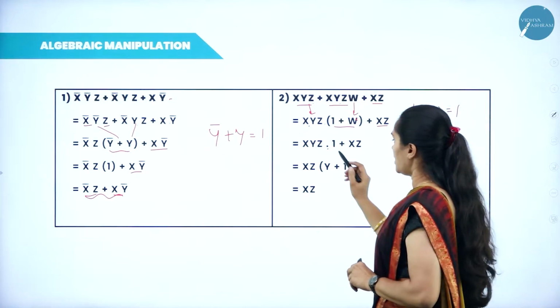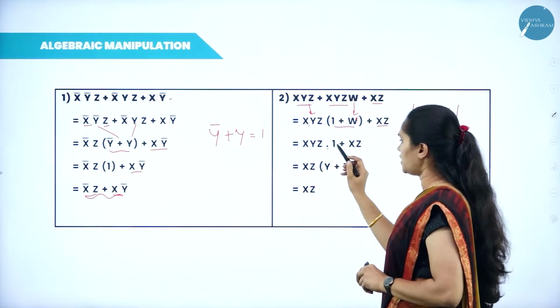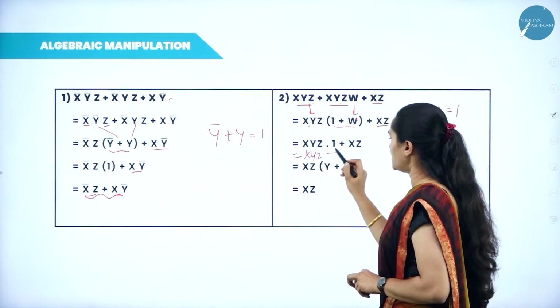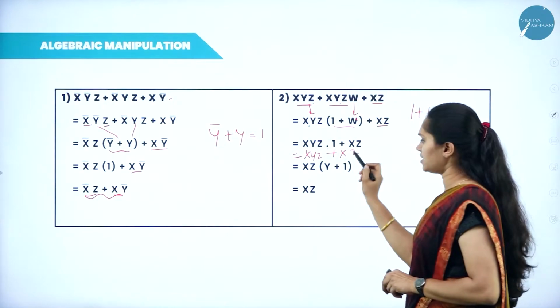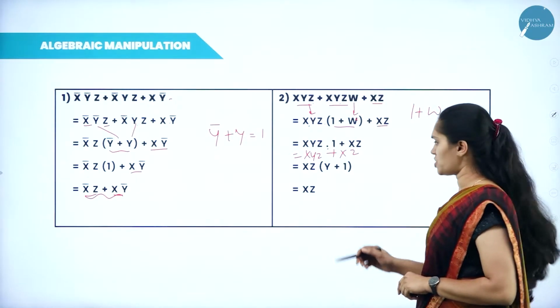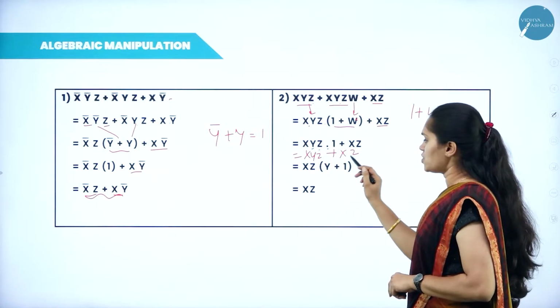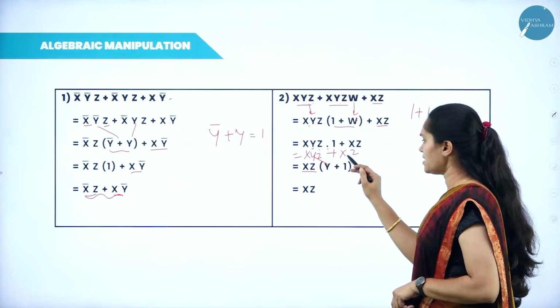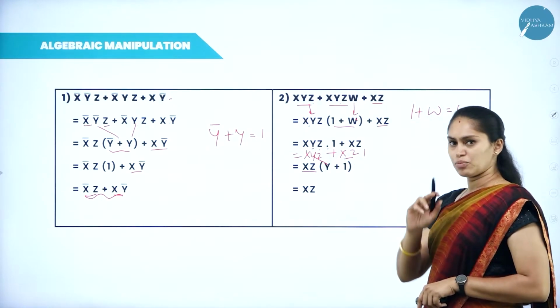After that, xyz into 1 will give us xyz itself. Then I have xz. If you consider these two terms, the common part in both is x and z. So I will take x and z outside, then y will be the remaining value plus, in the place of xz, I am going to write 1.